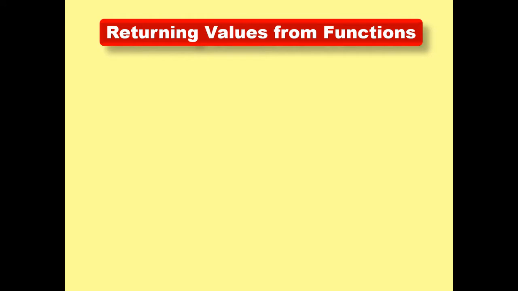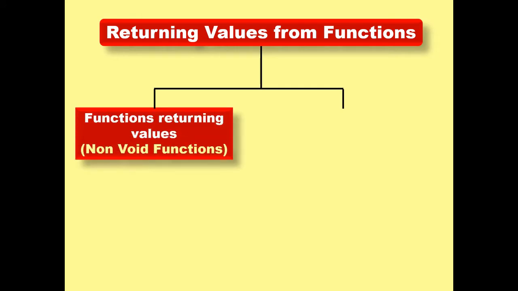Now the topic which we have discussed is returning values from functions. My dear students, for returning a value from a function, we are supposed to use a keyword that is return. Here it is. There are two different methodologies by which we are supposed to return something, that is a value, from a function. Number one is function returning values.